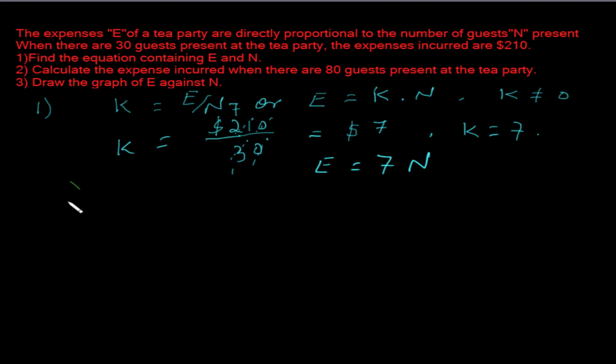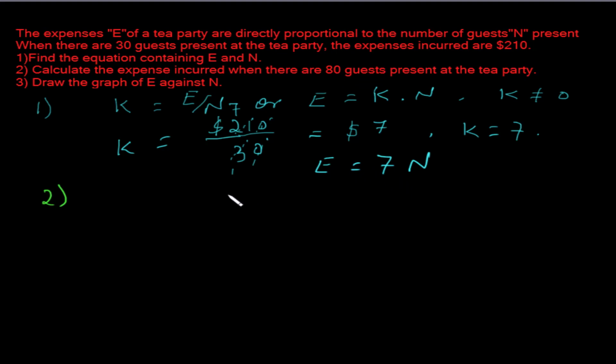It is time for part 2. In this part, they say calculate the expense incurred when there are 80 guests present at the tea party. Now we need to calculate the expenses when there are 80 guests at the tea party. Substitute N is equal to 80 into this equation.